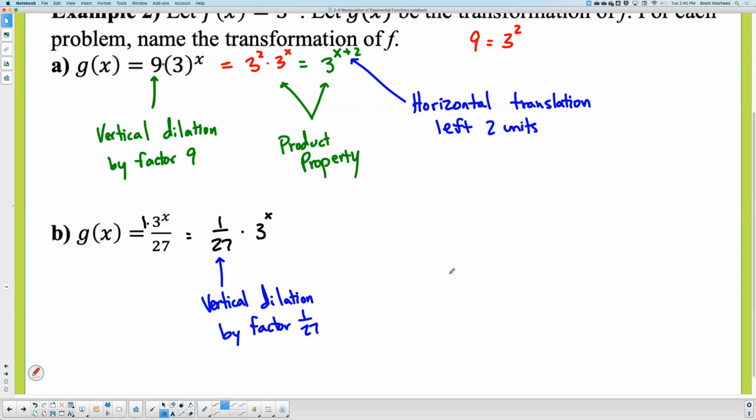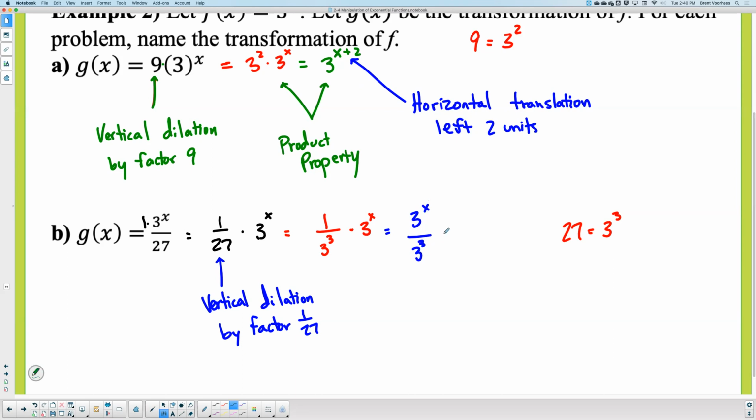Okay, just to do the extra that I did before. 27, if you did not know, 27 is the same thing as 3 to what power? Okay, I could rewrite this as 1 over 3 cubed times, which now I kind of wish I hadn't separated, but I did, so I'm going to go ahead and put it back together. This would be the same thing as 3 to the power of x over 3 cubed. And now what property could I do here?